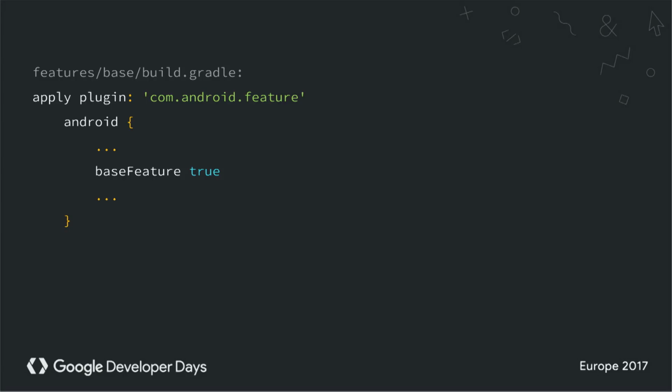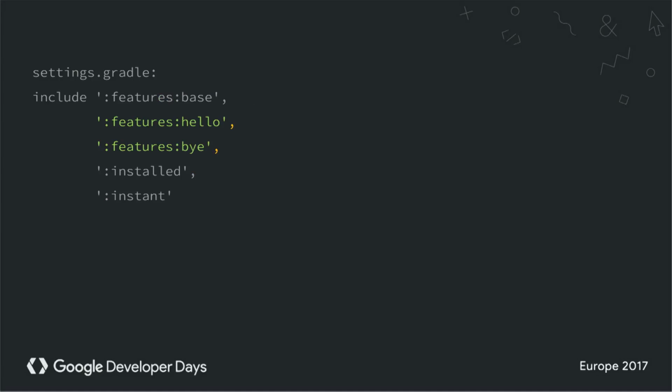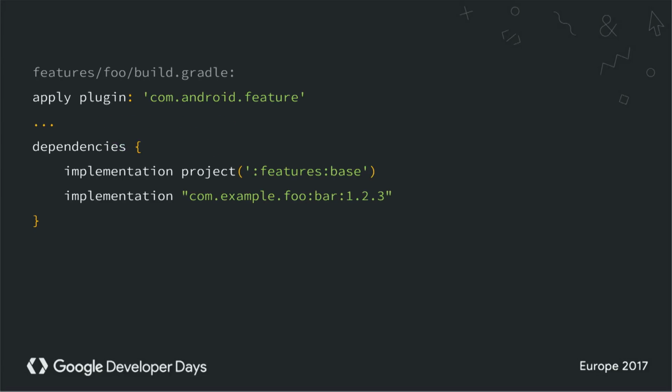That's the only thing you have to do specifically for that. Also apply the feature plugin to have it either output an APK if you work in the instant app world, or a library if you work in the installed app world. For the other features that are depending on the instant app module, what you'll have to do is just say, this feature is implementing the base feature.